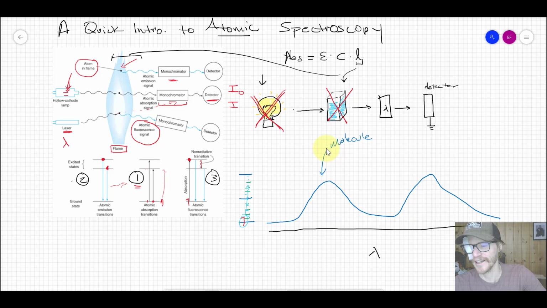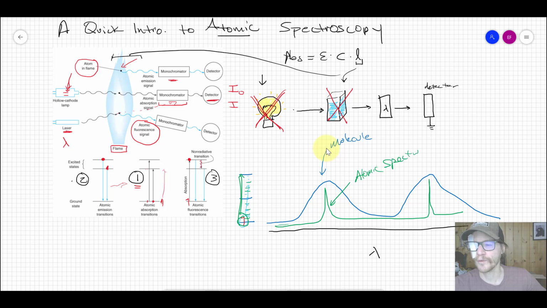It doesn't cross over like that, but it would be very, very sharp, simply because that transition is well defined from one state to the next. There's nothing else that gets excited in that state. It goes up and then it comes right back down. And so we call that an atomic spectrum, or what you would have learned in like a Chem 107 class or a 108 class is we'll call these line spectra.